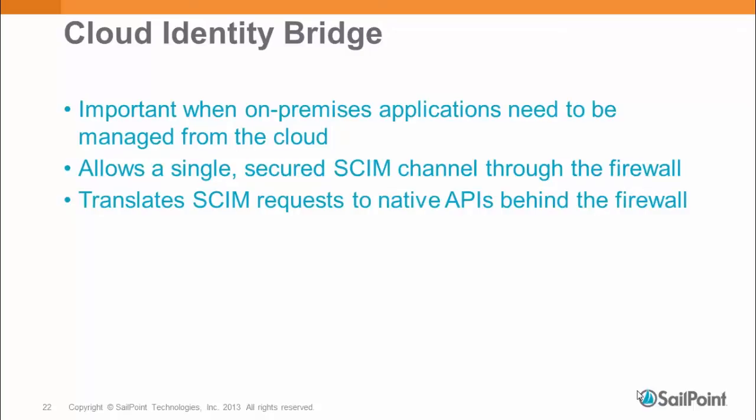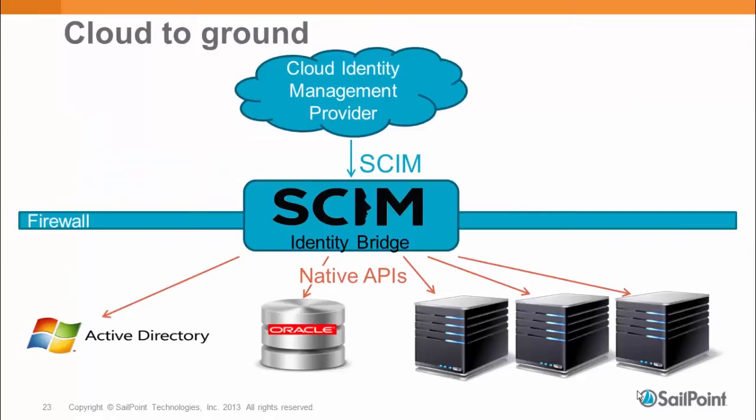So there's this notion of a cloud identity bridge where you have a single point in your firewall where you can put this identity bridge. It can talk SCIM on the top end of it, so your cloud service provider can talk down to it, and then it can fan that out to different APIs behind your firewall. Here's a picture of that.